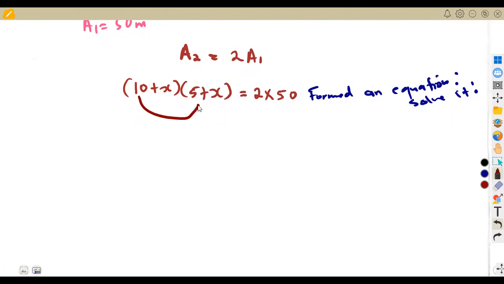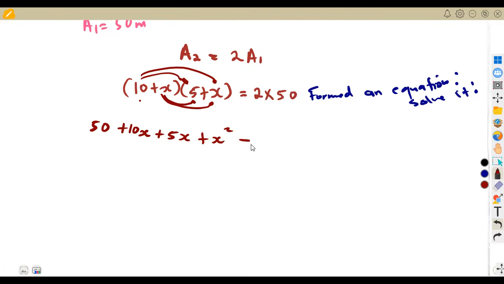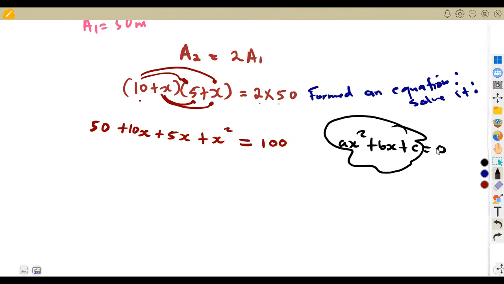So let's multiply. Remember, 10 multiplies everything. That is going to be 10 times 5, which is 50. 10 times x, which is 10x. We move on to x times 5, which is 5x. Then x times x, that will be x squared, is equal to 2 times 50, which is 100. So as you can see, the highest exponent there is 2. So the moment that we see that, we think of the quadratic equation ax squared plus bx plus c is equal to 0, whereby we are supposed to have one of the sides equal to 0.